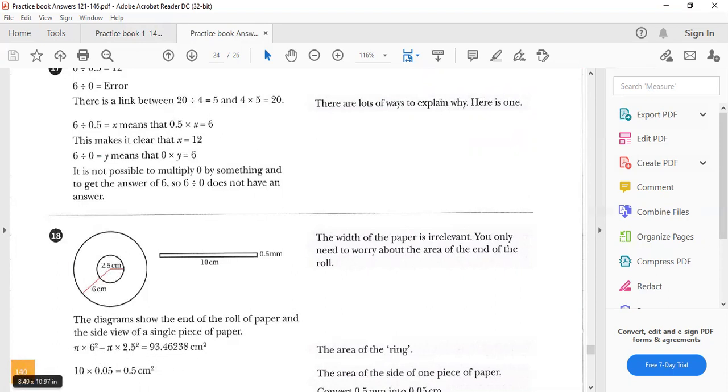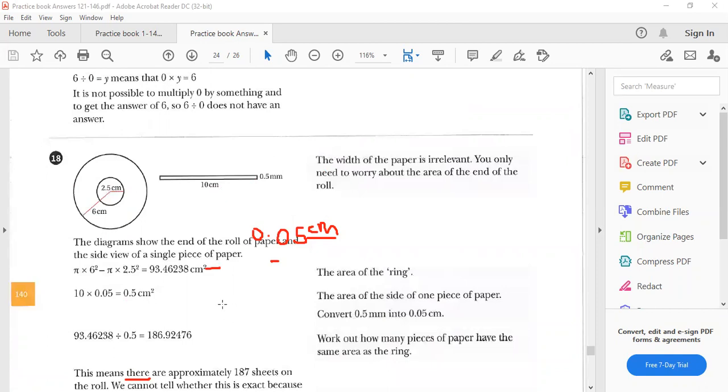Then one sheet is 10 multiplied by 0.05. Why 0.05? Because the thickness is in millimeters. If I convert into centimeters, I must write 0.05 centimeter. The unit must be the same; here is millimeter and here is centimeter, so I must change this millimeter into centimeter. I just multiply and get the area of this rectangle: 10 multiplied by 0.05, so the area is 0.5.